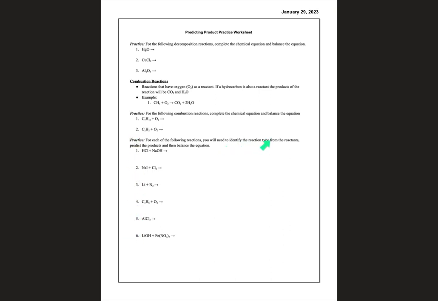So tell me what type of reaction based off what you're given to start, right? 2 ionic compounds. We got to crisscross, trade dates. That's double replacement. And then you'll write the products and balance the equation. This is something you're going to be working on the rest of this week.